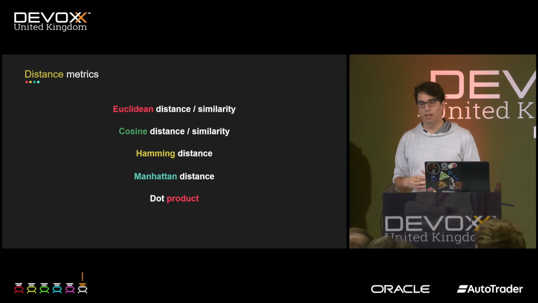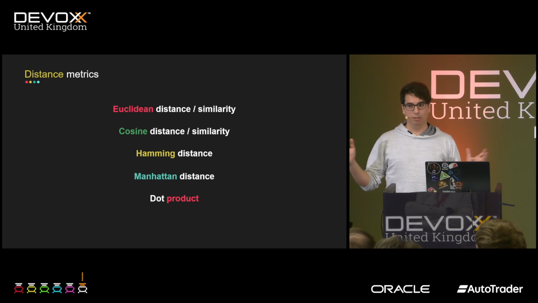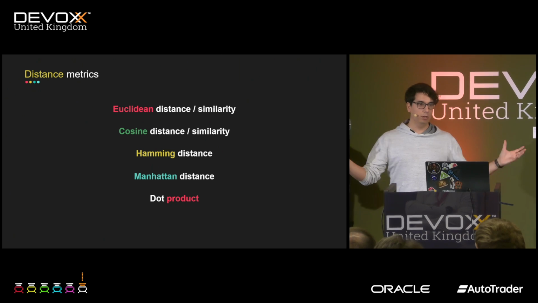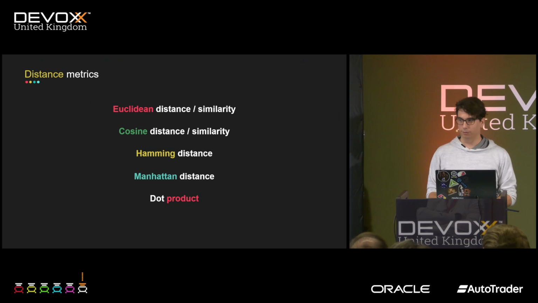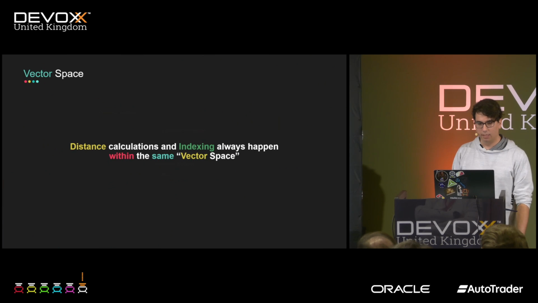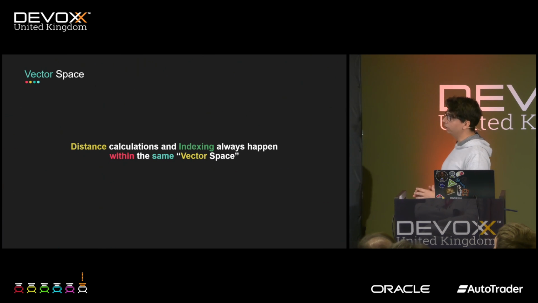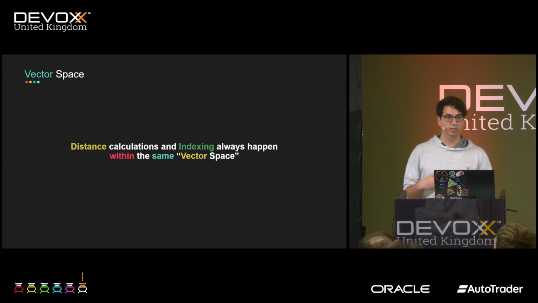But basically, the smaller the distance is, the closer objects are to each other. The bigger the similarity is, the closer the objects are to each other. What's really important to understand is that distance calculation and indexing always happen within the same so-called vector space.